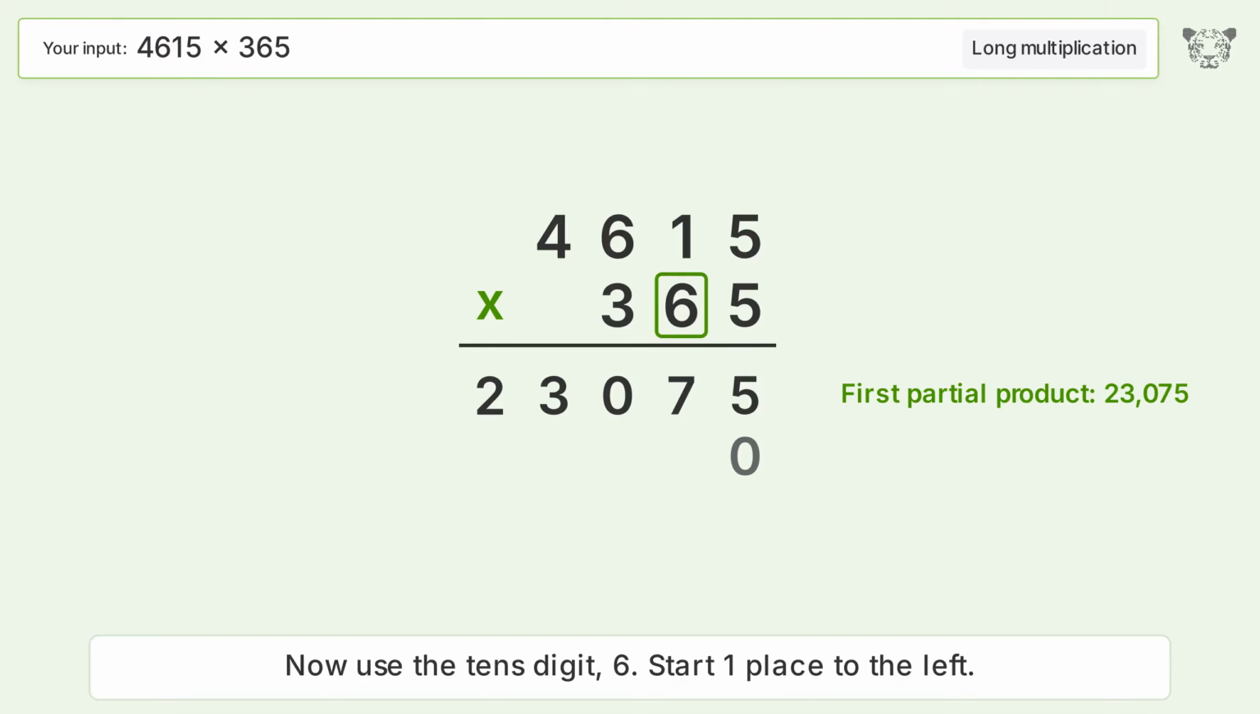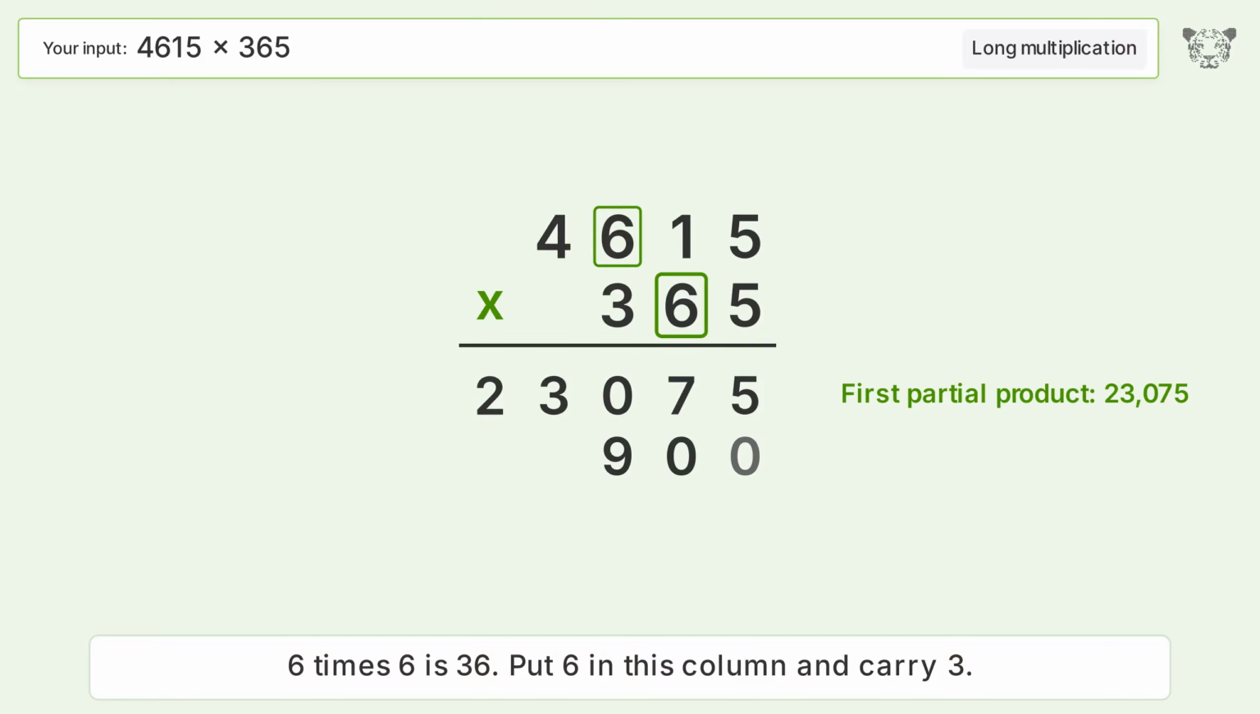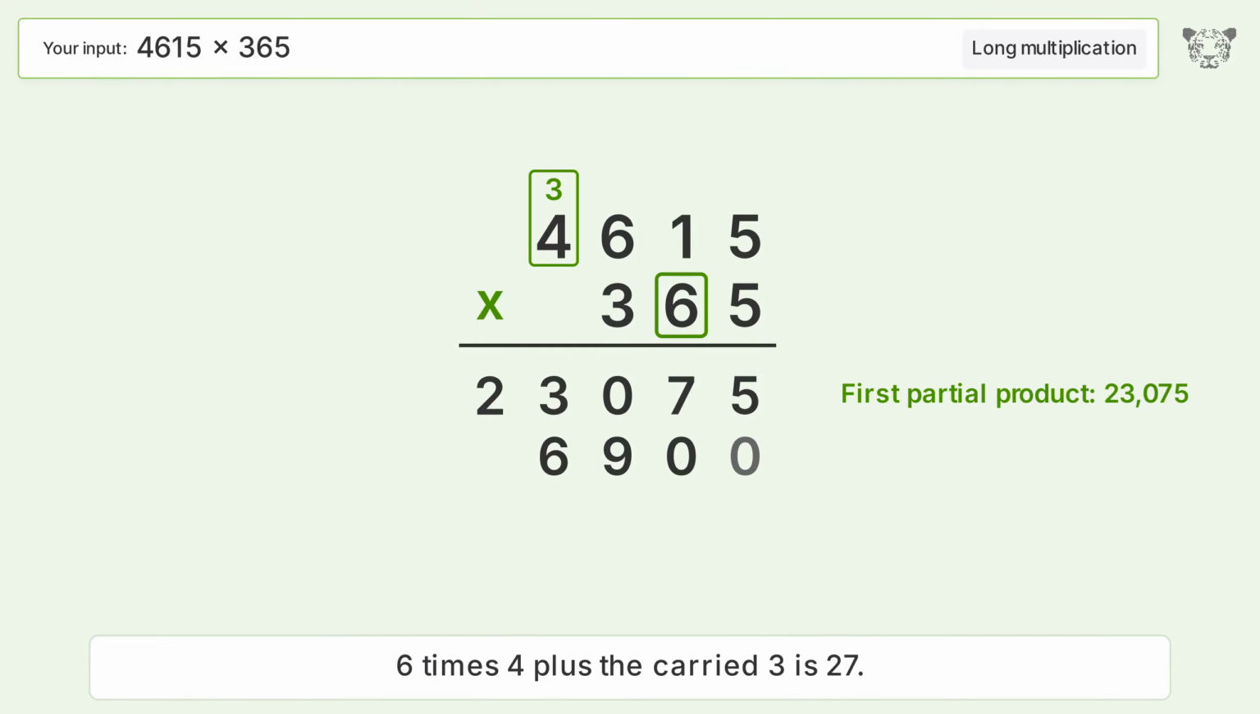Start one place to the left. 6 times 5 is 30. Put 0 in this column and carry 3. 6 times 1 plus the carried 3 is 9. 6 times 6 is 36. Put 6 in this column and carry 3. 6 times 4 plus the carried 3 is 27.